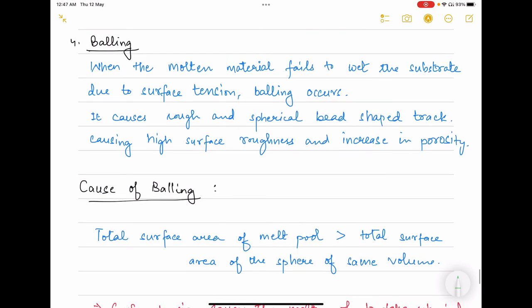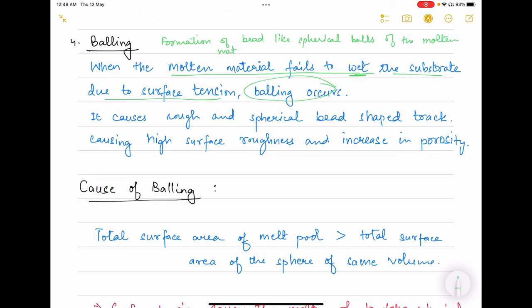The last challenge that we face in these powder bed processes is balling. This happens when the molten material fails to wet the substrate due to surface tension. Hence, balling occurs. That is, it is basically the formation of bead-like spherical balls of the molten material on the powder bed. So it causes a rough, spherical bead-shaped track. This causes high surface roughness and increases the porosity.